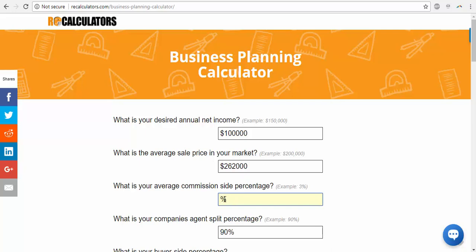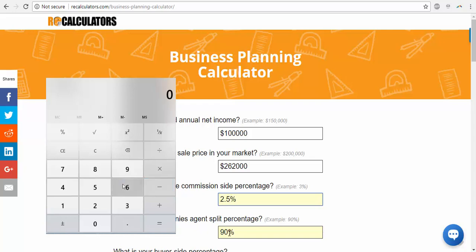Okay. And then the next question, it says company agent split percentage. It's really just asking how much do you keep from your broker? Well, 100%, but we have fees. But it is. Okay. What are those fees? It's only like, maybe $400 per transaction. Per transaction? Yeah. Okay. So we could figure out what that is as a percentage real quick here.